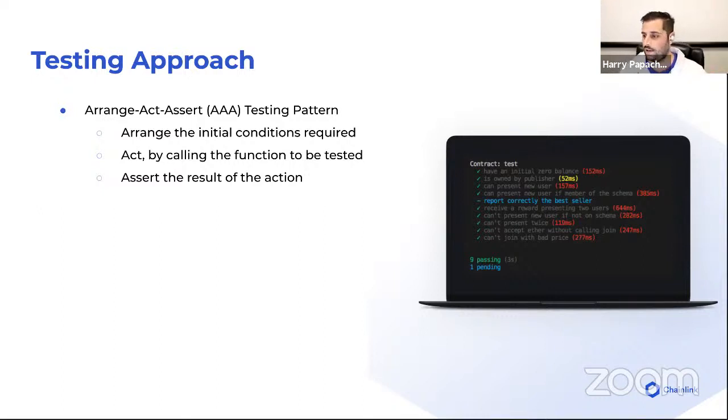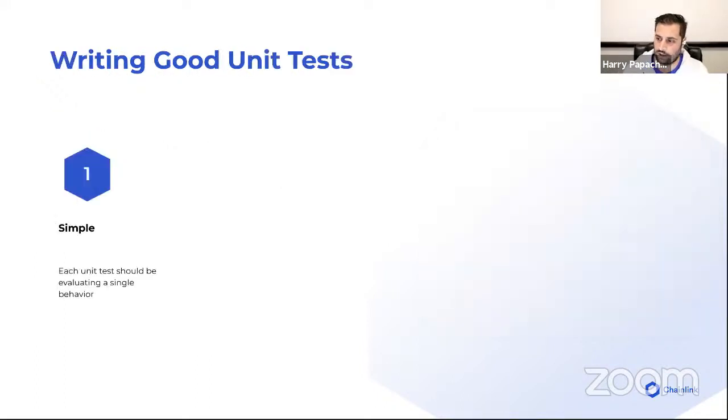What do we need to set in our test before we execute it? Then act: we call the function that's going to be tested, and then assert the results. Say, this is what we expect to happen. Did it happen or not? So a couple things to note about writing good unit tests.